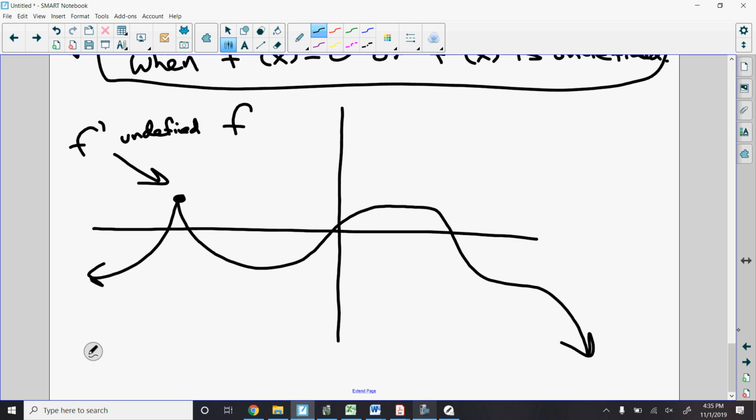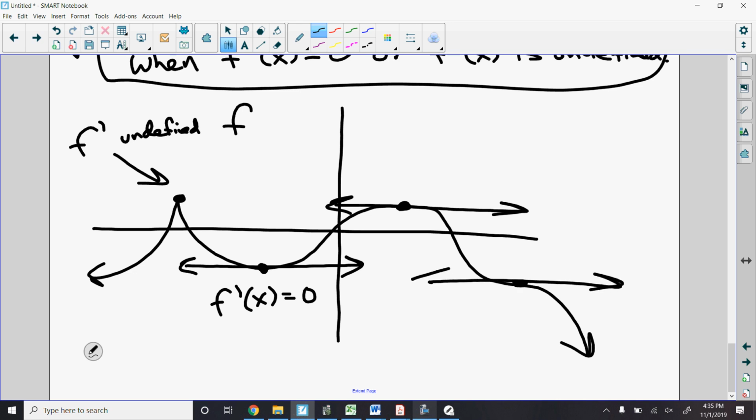I see this point right here, f prime of x equaling 0, because again, what that means is the slope of the tangent line is 0. Are there any other places where the slope of the tangent line looks like it would be 0? Well, at this little top of the hill here, and on this terrace point right in here, it looks like there's a point where f prime of x equals 0.